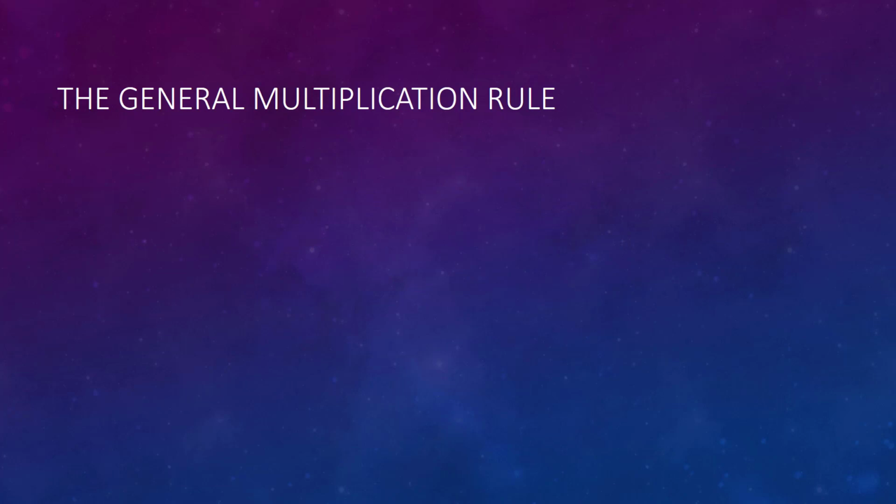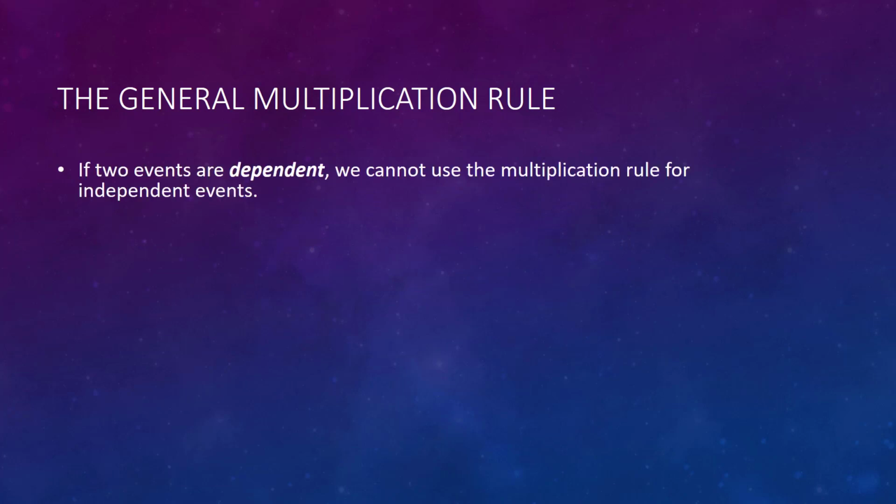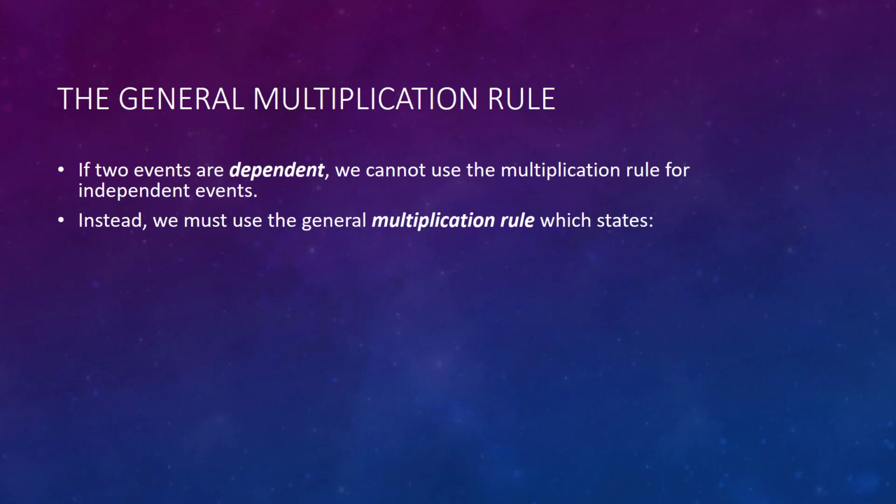The general multiplication rule. If two events are dependent, we cannot use the multiplication rule for independent events. Instead, we must use the general multiplication rule, which states the following. The probability of A and then B occurring is equal to the probability that event A occurs times the probability of B occurring given that event A has already occurred.